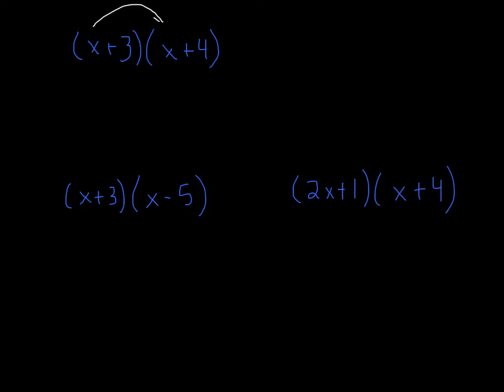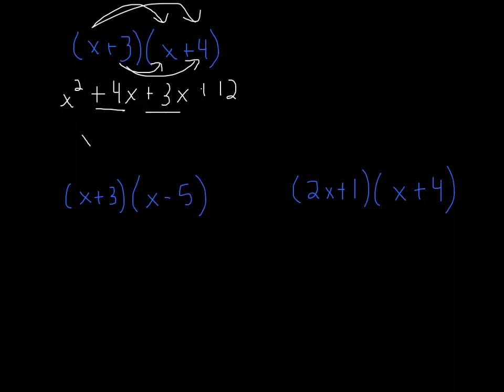All right, so you're going to take your x and you're going to FOIL. So x times x is x squared. X times 4 is plus 4x. Distribute your 3. You got positive 3x and plus 12. Our like terms, we got x squared plus 7x plus 12. That's it. I feel like doing red now.